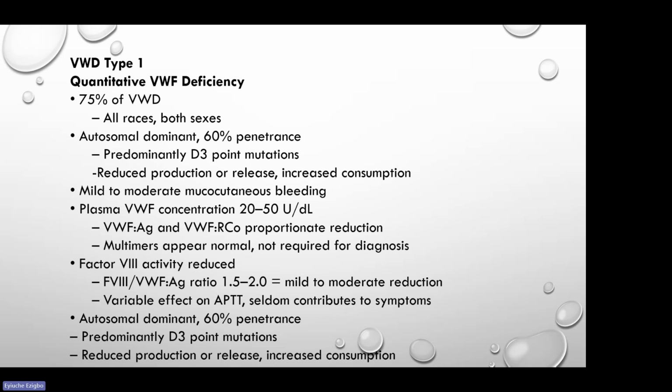Factor 8 activity is reduced. The factor 8 to von Willebrand antigen ratio is 1.5 to 2, a mild to moderate reduction. There are variable effects on APTT, and it seldom contributes to symptoms. Autosomal dominance, 60% penetrance, we said that earlier.